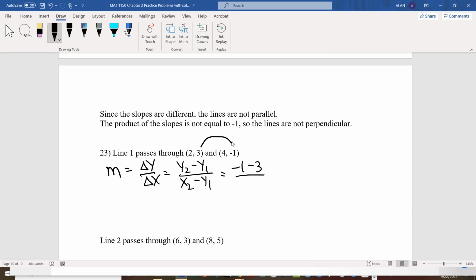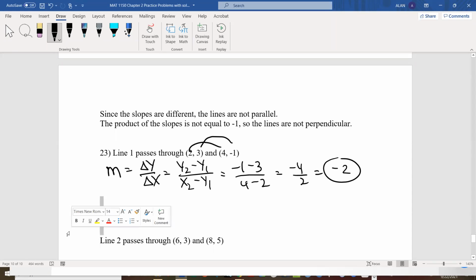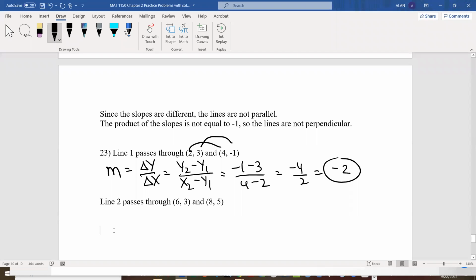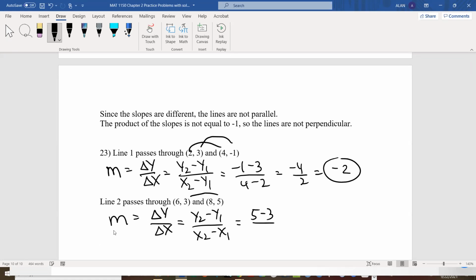-1, -3 is the difference in the y's. The difference in the x's is 4 minus 2, which is -2. And now here the difference is 5 minus 3 over 8 minus 6.